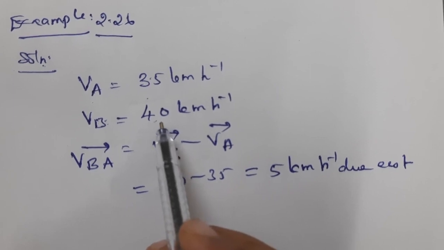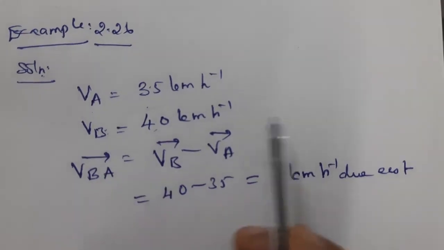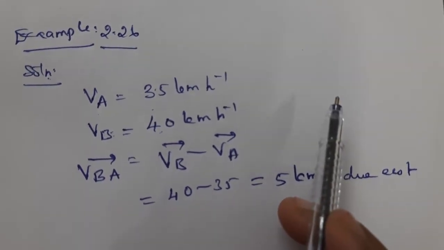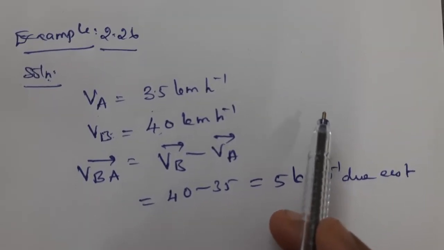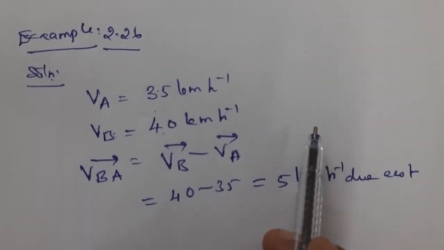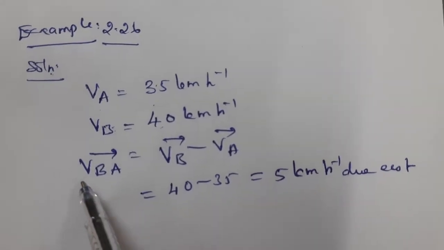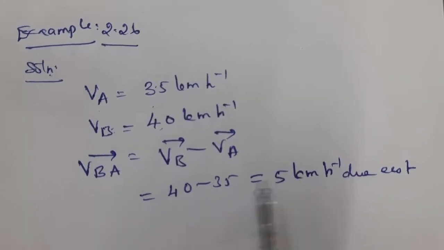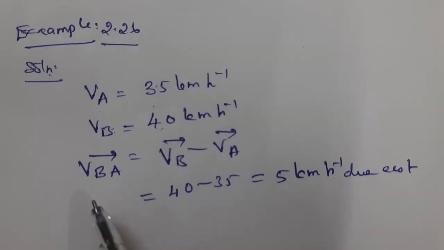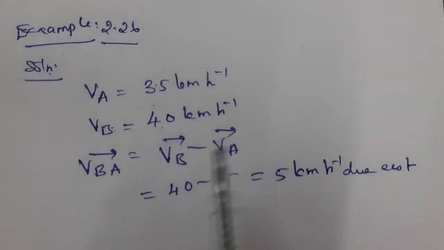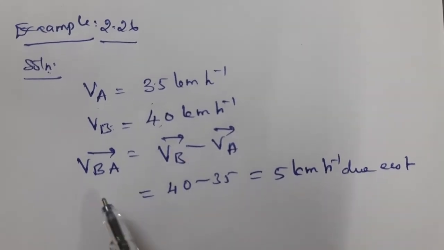So to a passenger in the car A, the car B will appear to be moving in the east with a velocity 5 km per hour. To a passenger in car B, the car A will appear to move westwards with a velocity of 5 km per hour. Because VBA is plus 5, VAB is minus 5. So in the first case, the car appears to move in the east direction. In the next case, the car appears to move in the west direction.